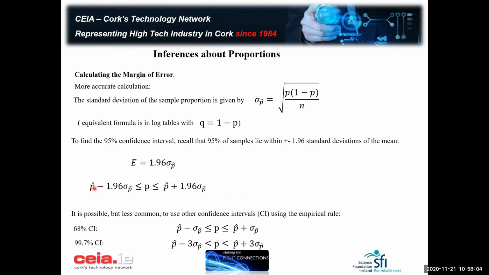And that's for 95%. Using the empirical rule, you could work with other confidence intervals. For example, 68% is 1 sigma on either side of the mean, and for 99.7% confidence, that is within 3 sigma on either side of the mean. You don't really need to remember these because they're rarely used. Most people use a 95% confidence interval.